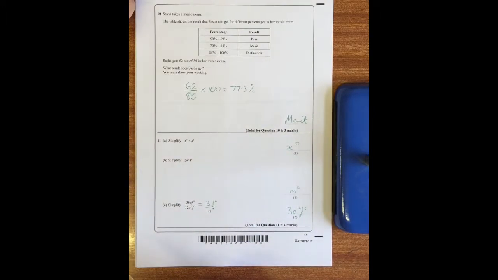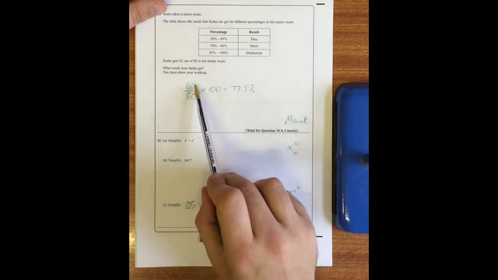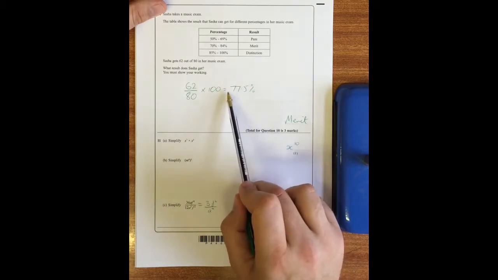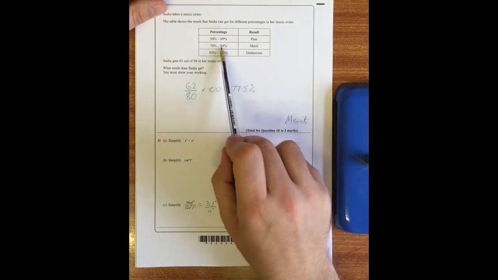Question 10. Sasha takes a music exam. The table shows the percentages for the pass rates. She gets 62 out of 80. What result should she get? Well, 62 divided by 80 times 100 will convert it to a percentage, which is 77.5, which we can see is a merit.